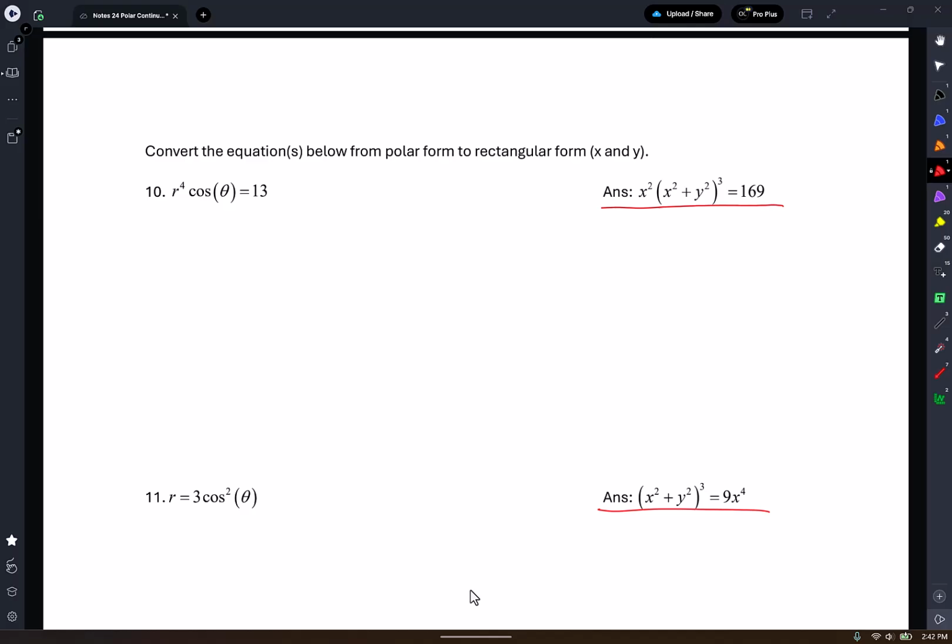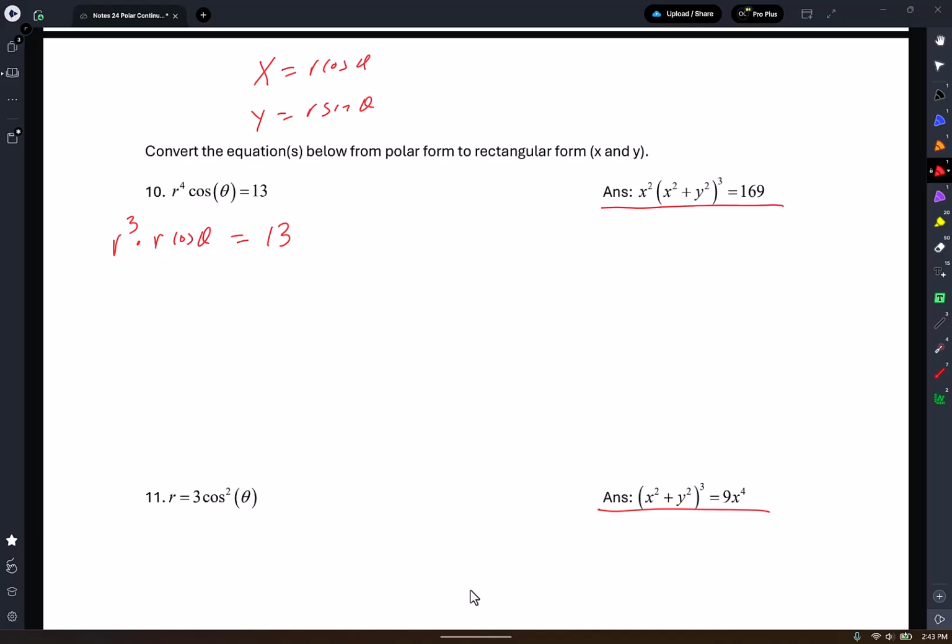So the first thing I'm going to do, guys, you got to know this. X equals r cosine theta. Y equals r sine theta. So I gotta look for those. I have it, but I don't have it. See how you have r to the 4th times cosine theta? So I'm going to split this up into r cubed times r cosine theta equals 13. I haven't done anything. I just rewrote it.